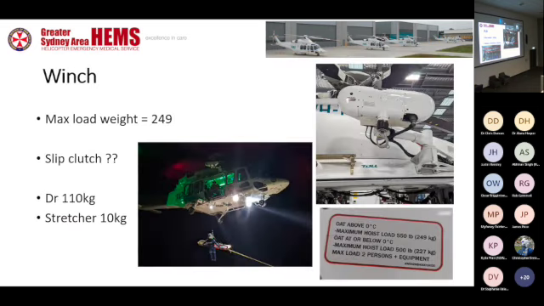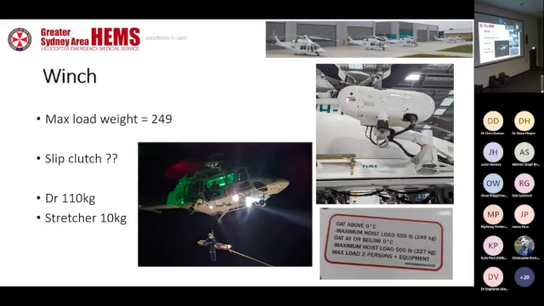Finally, on the winch, I had a chat with some of the crews about this as well when I was doing this presentation. Technically the max load on the winch, and I've put a picture in the bottom right from the winch, is generally 249 kilos. It did actually used to be higher on the same winch, and they've brought it down.